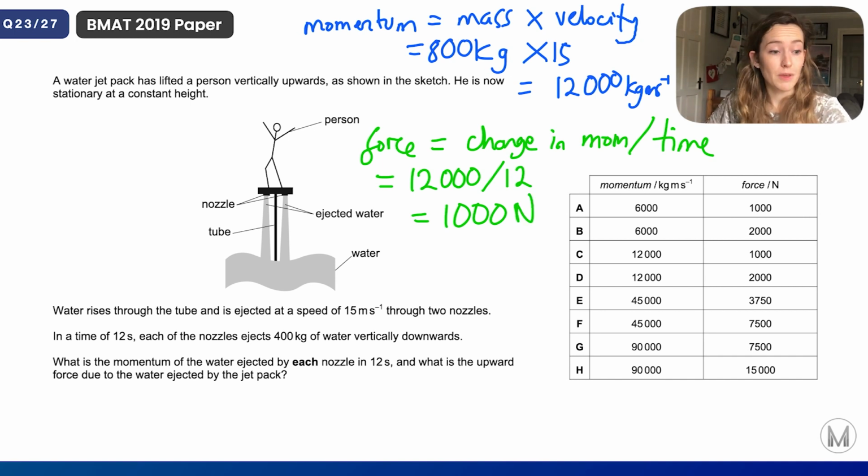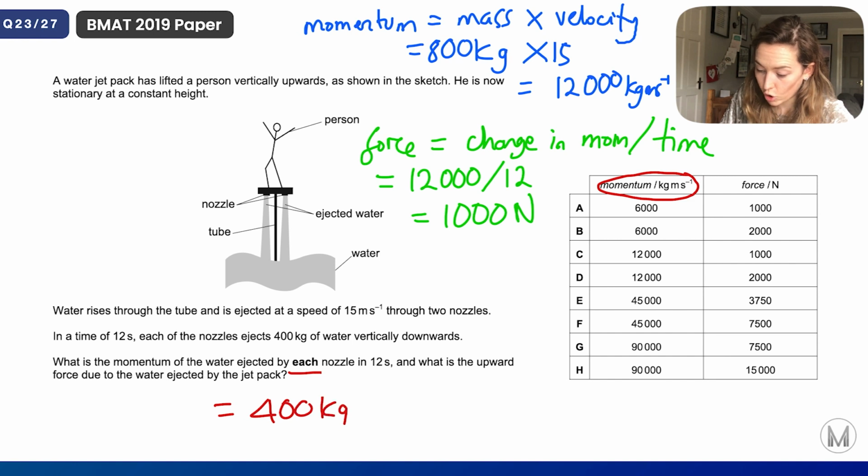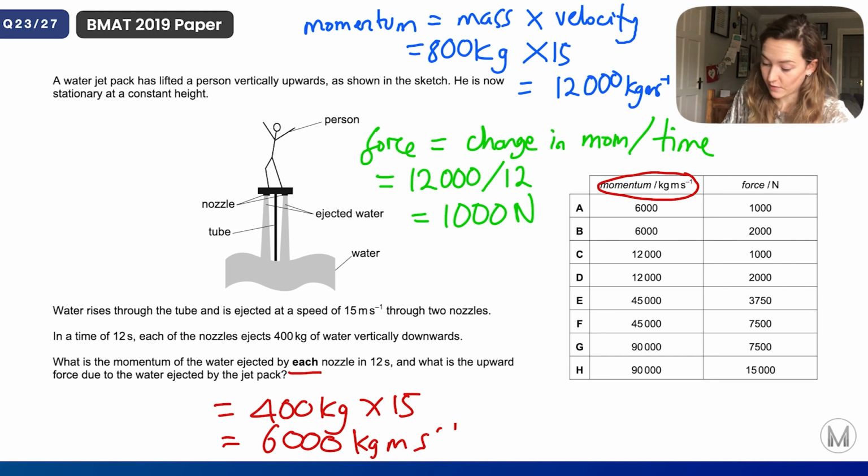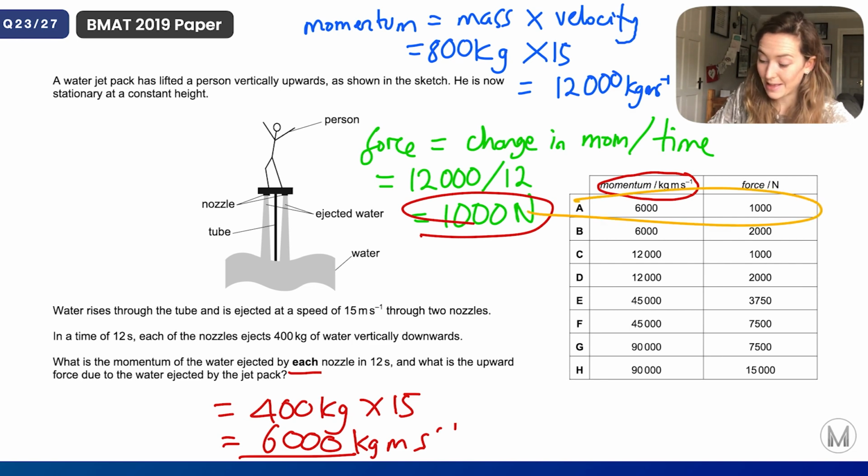Now this question has asked me what is the water ejected by each nozzle. So actually to do this part here, I need to simplify the first equation. Remembering that momentum is mass times velocity, in terms of each nozzle, my momentum is equal to 400 kilograms, just for one nozzle, times the 15. So it equals 6,000 kilograms meters per second. So using those 2 bits of information, we've worked out momentum for each nozzle and we've worked out the force overall. We can see that my answer is A.